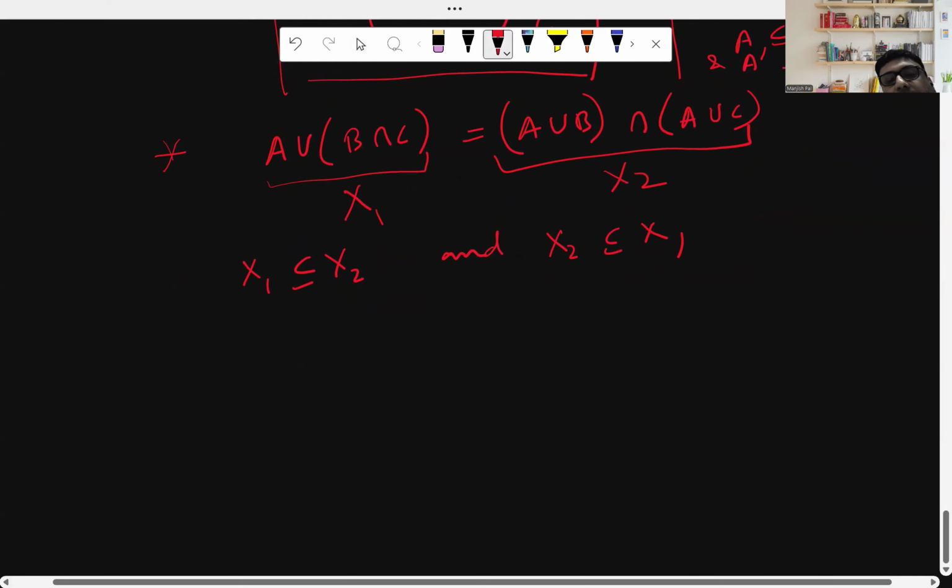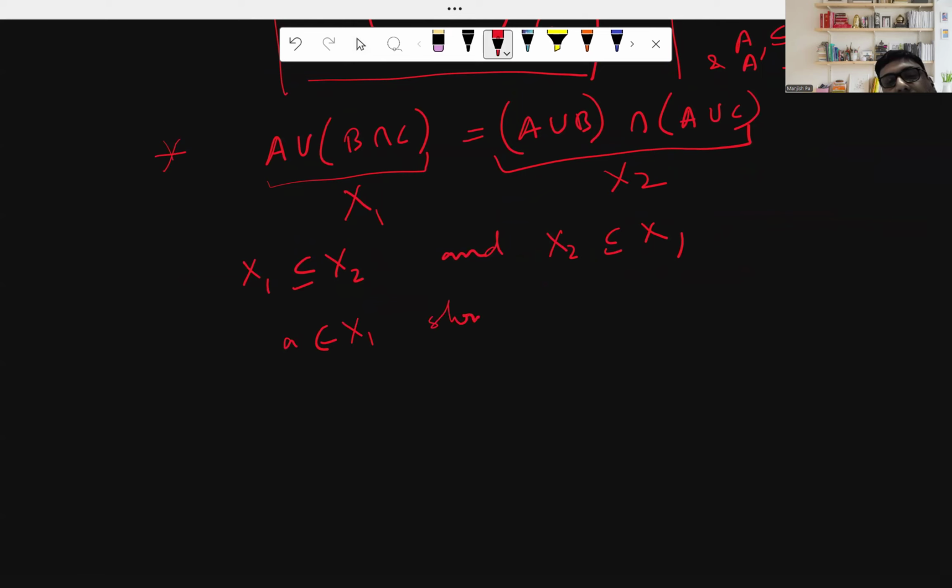So if I take any element a in X1, I have to show that a also belongs to X2. So a belongs to X1 means a belongs to A union B intersection C. That means a is in A or a is in B intersection C.